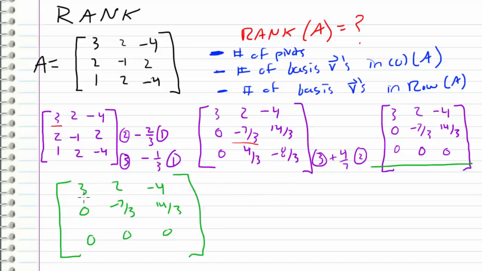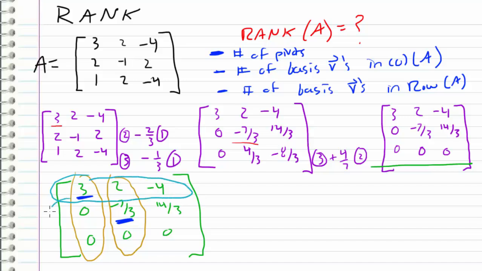The first thing that I want to point out is that these positions right here that I have underlined in blue are the pivot positions in this matrix. And these columns are the pivot columns. And then I could also circle the non-zero rows, which are these rows right here. So if you look at the basis for the row space, which are the vectors that I have circled in this light blue color, the row space of A is two-dimensional. And that's because there are two basis vectors in the row space.